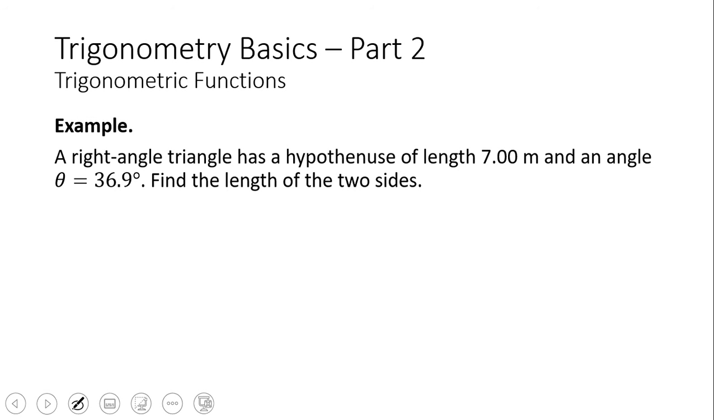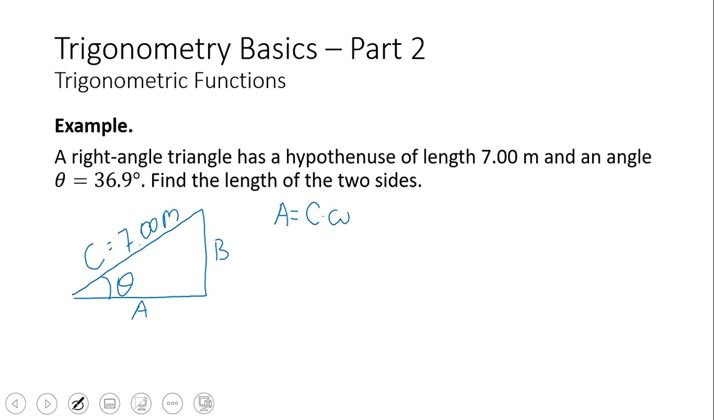Let's start as usual by drawing our right angle triangle. That always helps, drawing a picture. This is our theta, this is our C, which we know to be 7 meters, and we want to determine what A and B are. Now, we just learned that if we know one of the angles and the hypotenuse, you can determine the other two sides. A is equal to the hypotenuse times the cosine of the angle, and for our case this will be 7 meters times the cosine of 36.9 degrees.